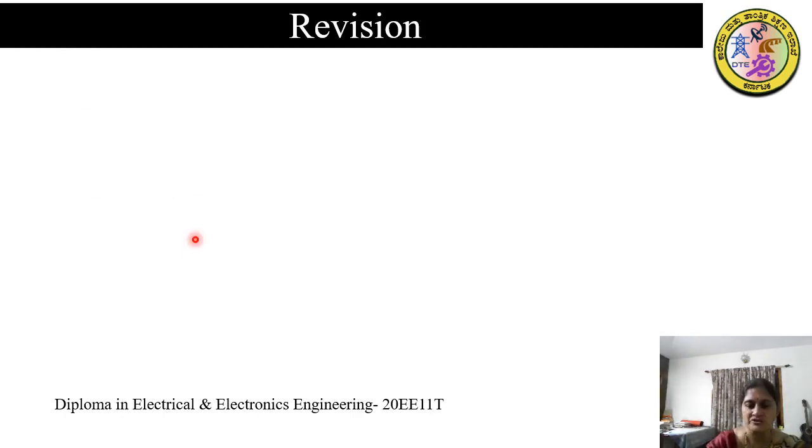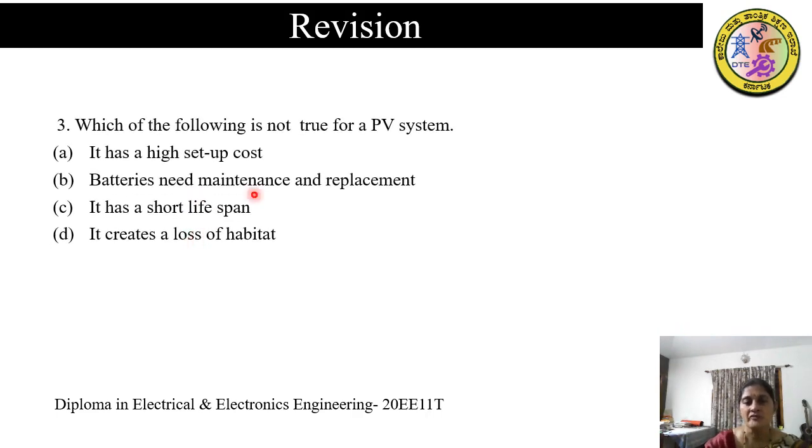Let's discuss question number 3. Which of the following is not true for a PV system? It has a high setup cost. The batteries need maintenance. It has a short lifespan. And it creates a loss of habitat.